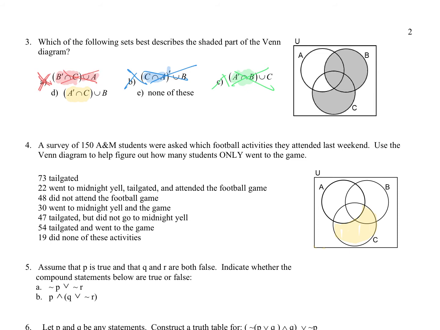And now it says union B, so I need to add on the entire circle of B. Okay, so now that's what I get for that one. Okay, and that matches the drawing given. So that's going to be our answer. So choice D is the answer to that one.